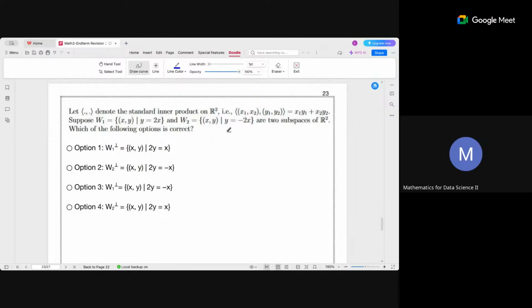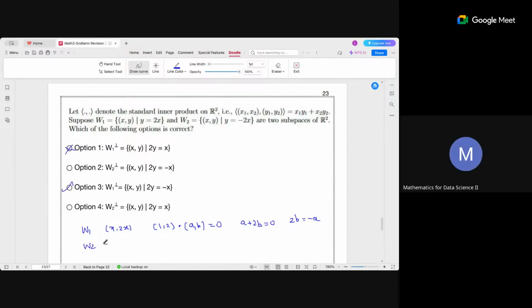Again here you have two subspaces W1 and W2. What are W1 perp and W2 perp? How do you find them? What is the basis element for W1? (x, 2x), so the basis is (1, 2). When you do the dot product with (a, b), you get a + 2b = 0. So 2b = -a. Which option coincides? 2b = -a is the third option. So this is incorrect.